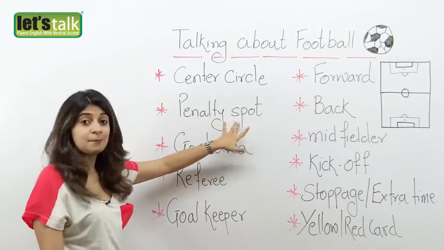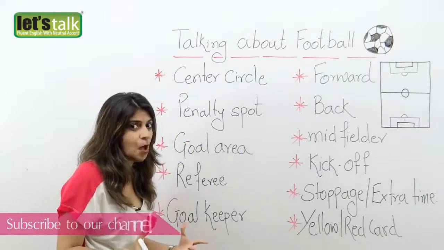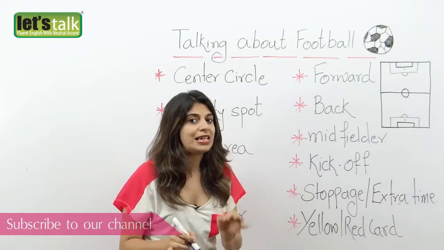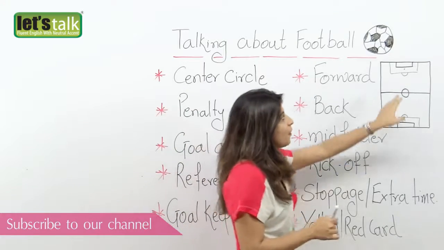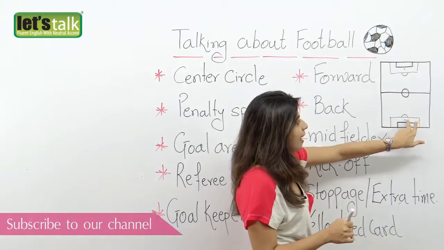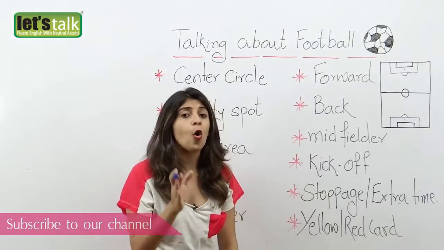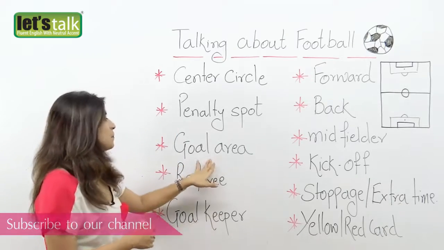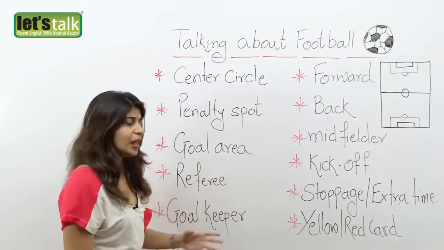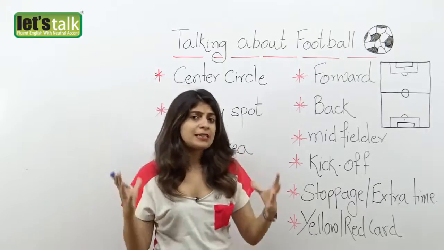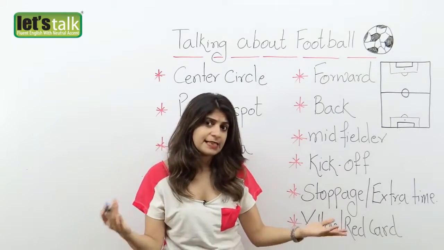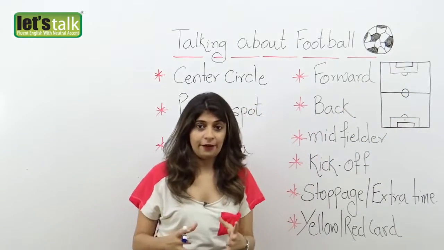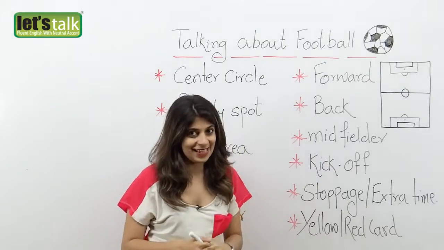Let's see what we have next. We have penalty spot. And what is penalty spot? Well, it is a white marking from where penalty kicks are taken. So if you see here, these are the penalty spots, or also called penalty marks. Let's see what we have next. We have goal area. Now, goal area are these rectangular areas on the side of the fields and the front of the goals. Right here. This is the goal area from where the goal kicks are taken.